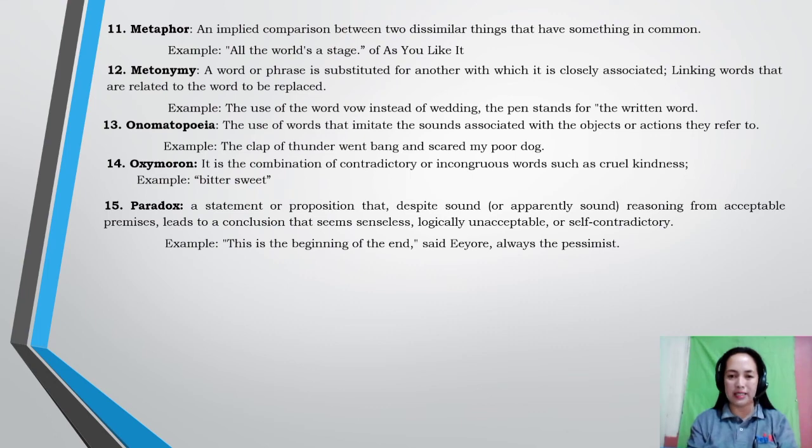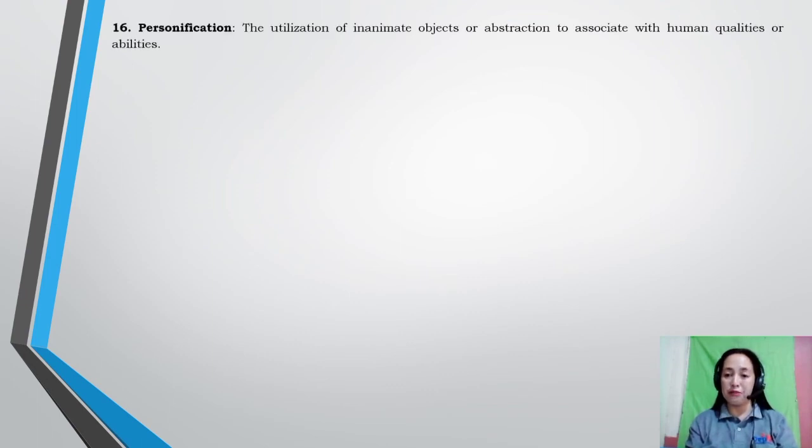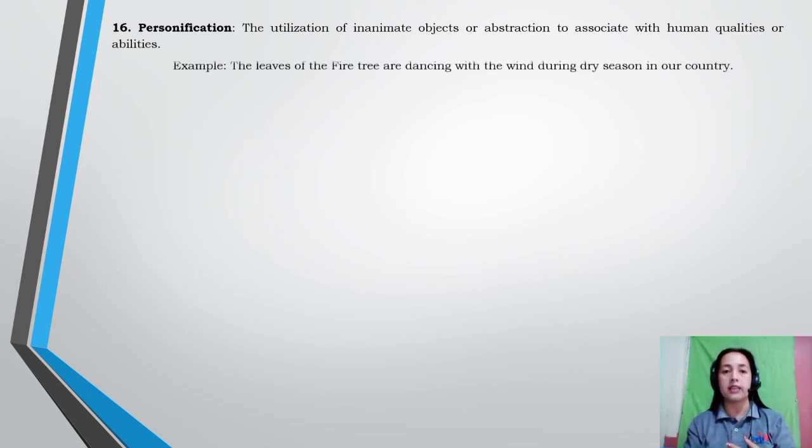Okay, next. Number 16, we have personification, very familiar to us. The utilization of inanimate objects or abstraction to associate with human qualities or abilities. Okay, you are applying human qualities to an inanimate object. Non-living, but its characteristic is such as living. Example, the leaves of the fire tree are dancing with the wind during dry season in our country.